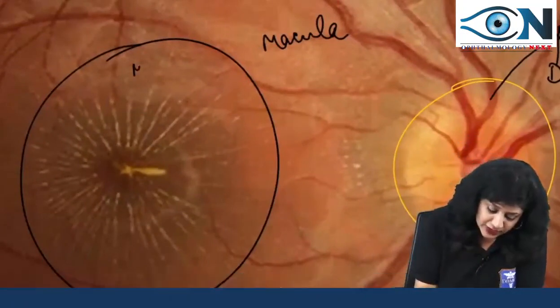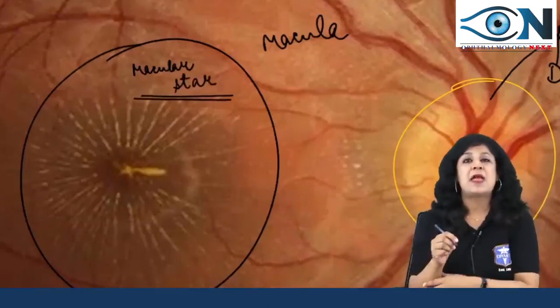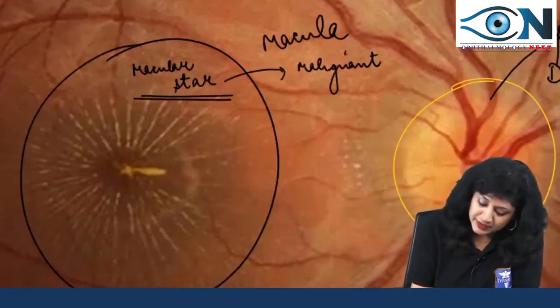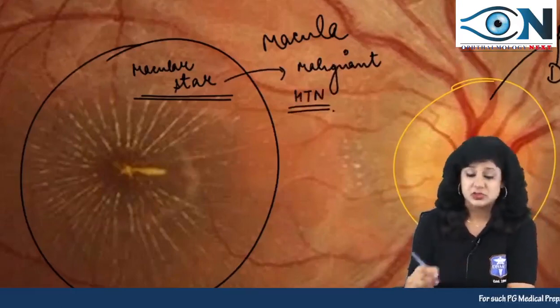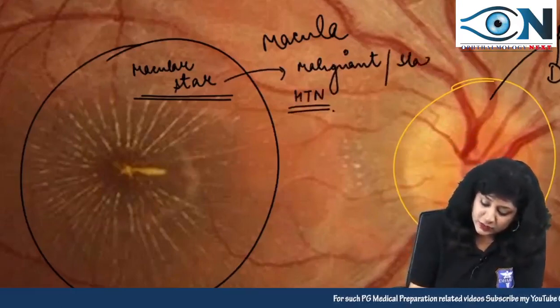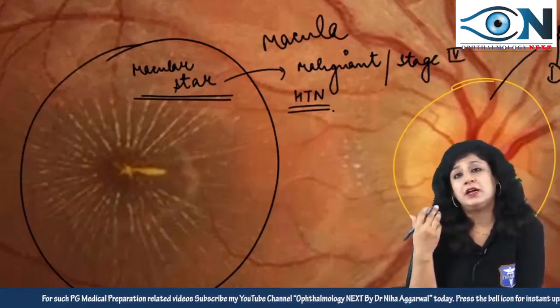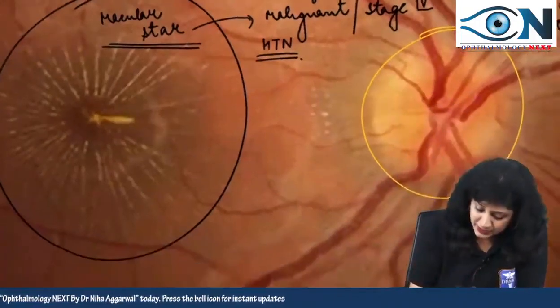This is actually called a macular star. This is called a macular star, and this macular star again can be a feature of malignant hypertension, which is called stage 4 hypertension. Why do we have this macular star in stage 4 hypertension or malignant hypertension?